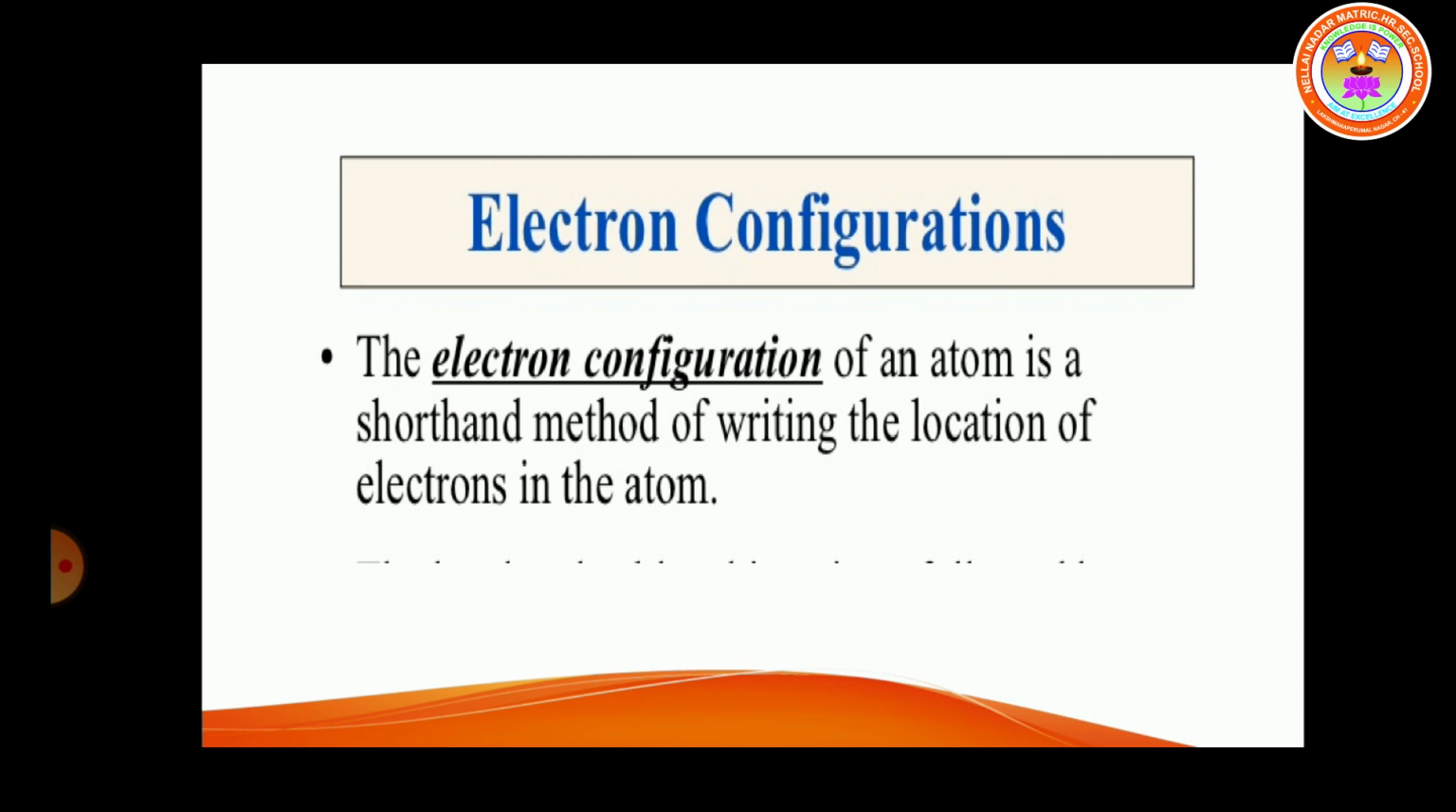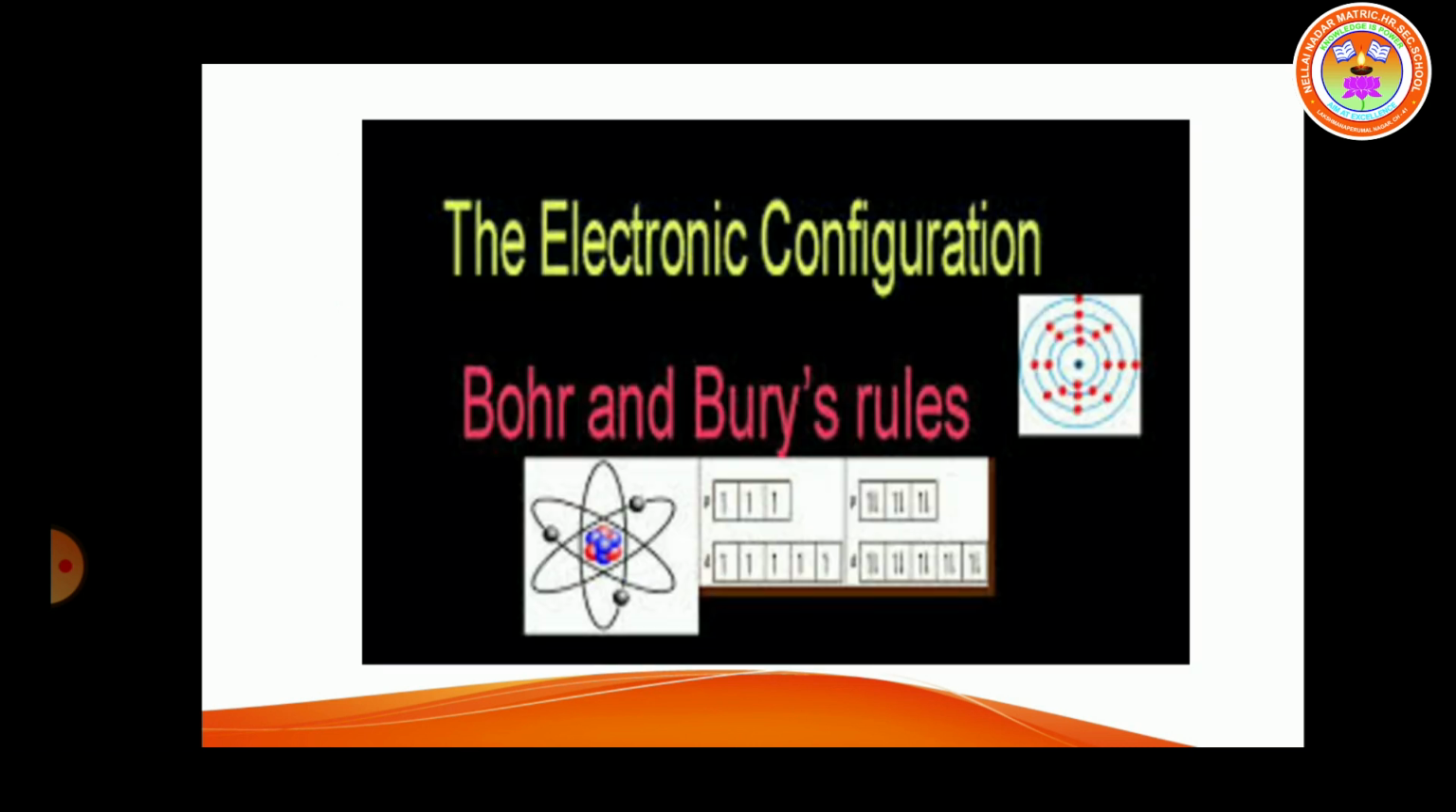The electron configuration of an atom is a shortened method of writing the location of electrons in the atom. We know electrons revolve around the nucleus in an atom. So, the electron configuration of an atom is a shortened method of writing the location of electrons in the atom. This distribution of electrons is governed by certain rules or conditions known as the Bohr and Bury rules of electronic configuration.